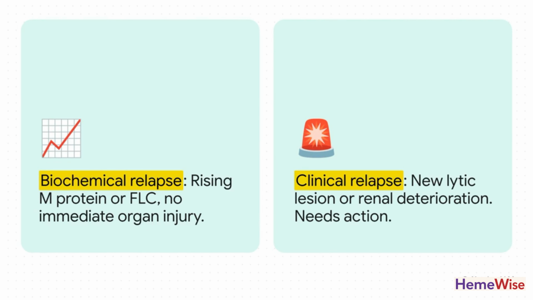But unfortunately, relapse can happen. When it does, we've got to sharply distinguish what kind of relapse we're looking at. A slow biochemical progression, where just the protein numbers are creeping up, might just need close monitoring. But a clinical relapse, signaled by new lytic lesions or renal deterioration, requires rapid, aggressive intervention. That's where we often turn to novel agents like CAR T cells or bispecific antibodies.